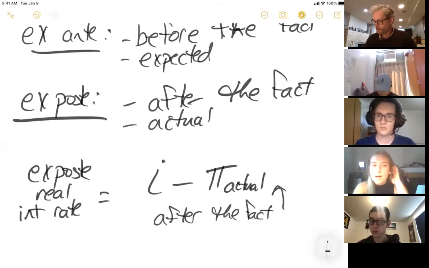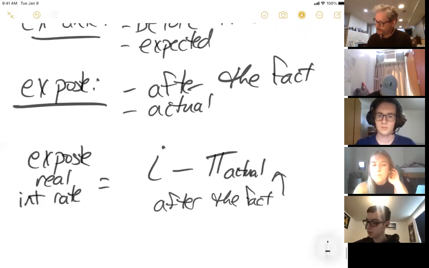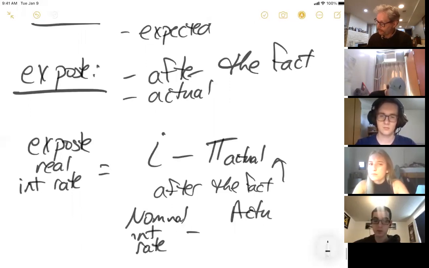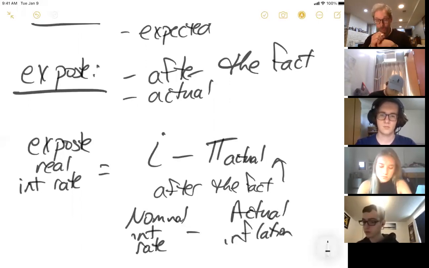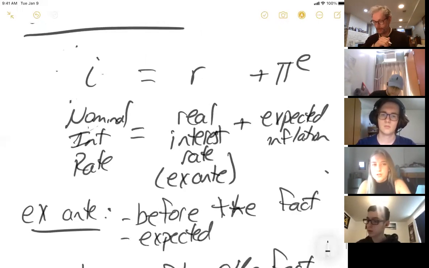Is that symbol pi? Pi here is just referring to inflation, right? So this is the nominal interest rate minus actual inflation. That's what the ex post real interest rate is. It's the nominal interest rate minus actual inflation. Does this lowercase i stand for nominal interest rate? Yes, the nominal interest rate.